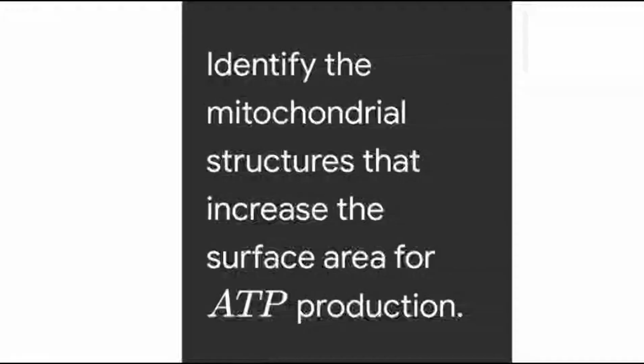Now identify the mitochondrial structure that increases the surface area for ATP production. That is cristae, or christy, we can say it. So that is the structure: cristae is the mitochondrial structure that increases the surface area for ATP, energy production.